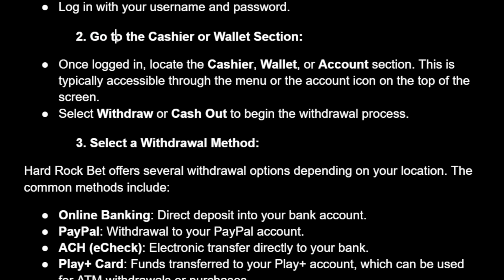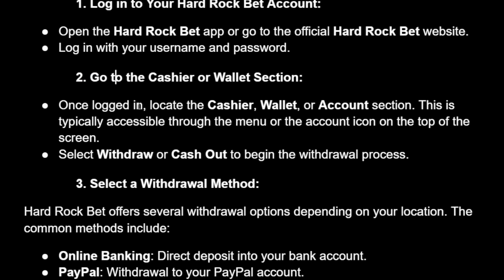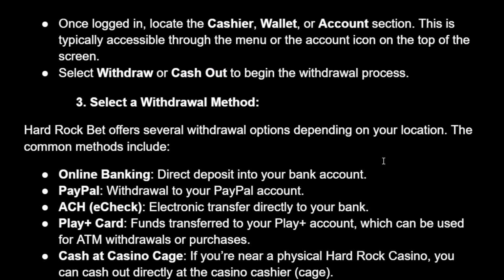Then the second step will be going to the cashier or wallet section. Once we've logged in, you will choose cashier, wallet, or the account section depending on your version. And you can access this from the menu at the top of the screen. Then we just gotta choose withdraw or cash out to begin the withdrawal process.